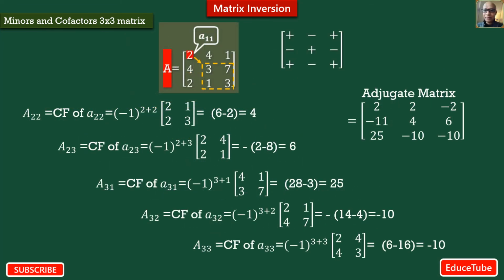In the same way, I have to calculate the remaining A22, A23, A31, A32, A33. All the values I put here. So in total, this matrix is called the adjugate matrix.